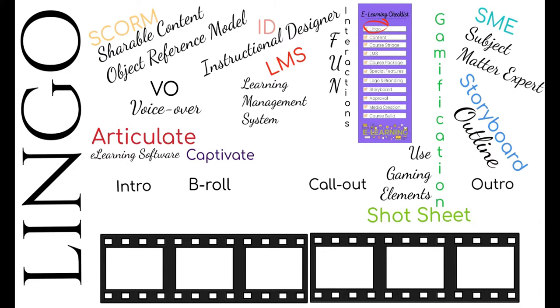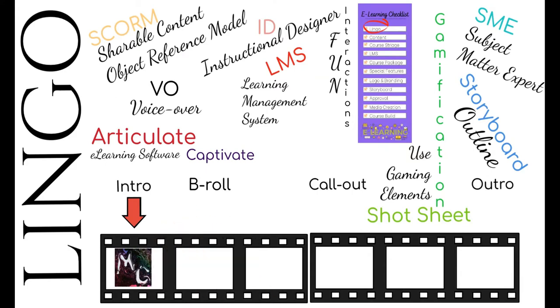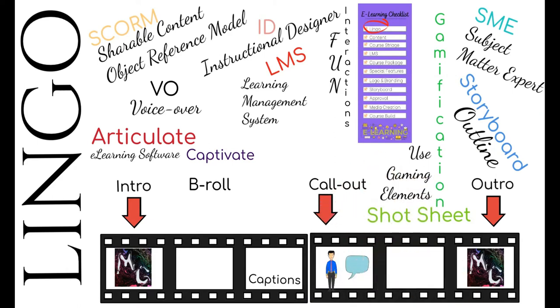In terms of videos, you might hear a few of these terms. An intro. This happens at the beginning and introduces a video. The outro. This happens at the end and concludes the video. Captions. Text of what is being said in the VO. Callout. Any text or image that pops up which shows important information.